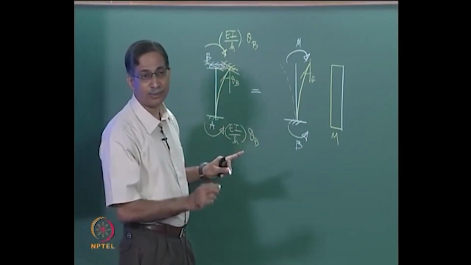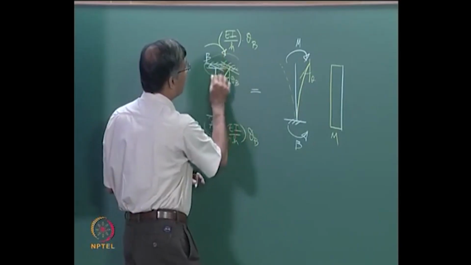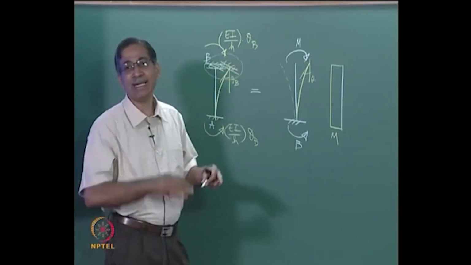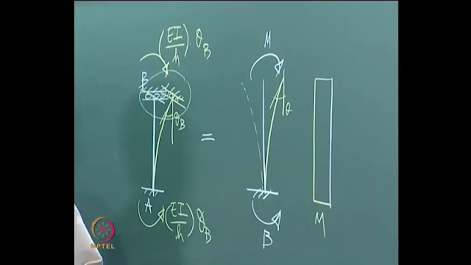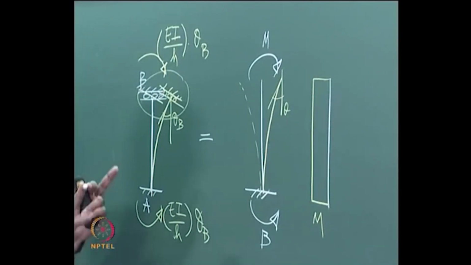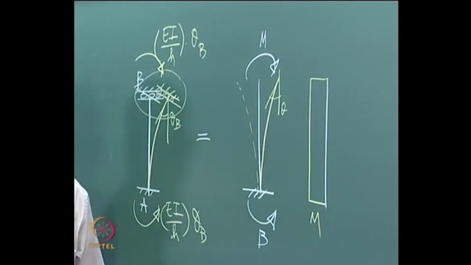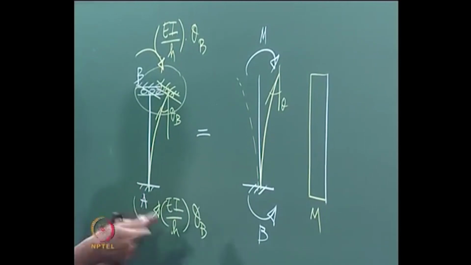So you shouldn't get disturbed by the fact that you can assume it to be rotationally fixed and then release it. So the deflected shape gives you the clue. The behavior is exactly the same. That's the modification you need to do. Clear?